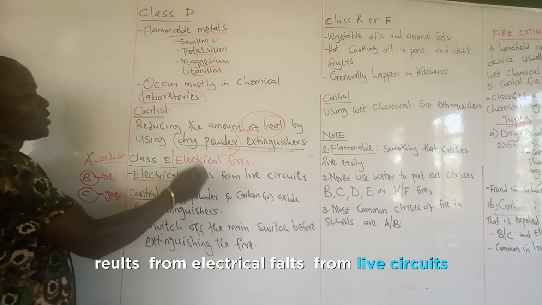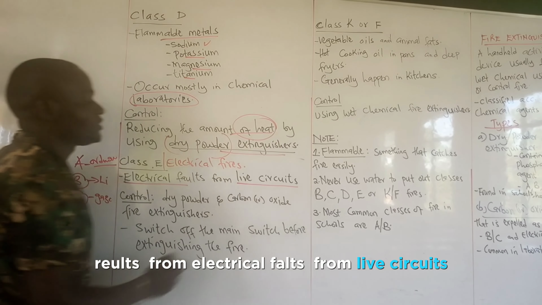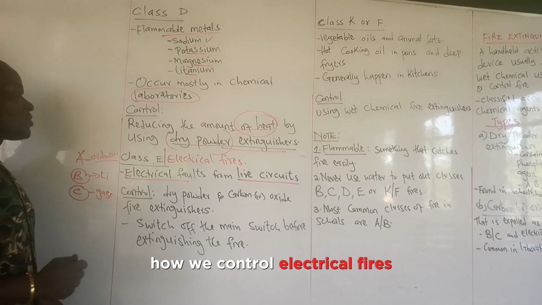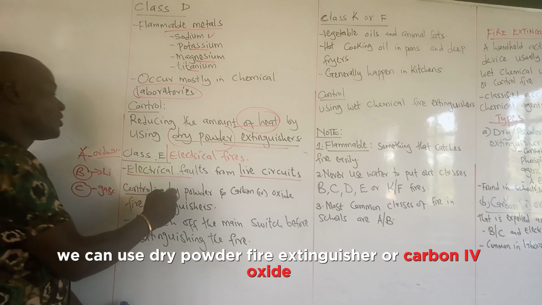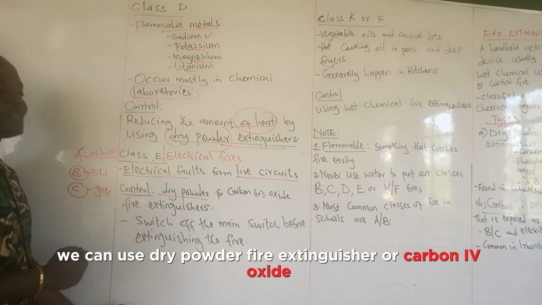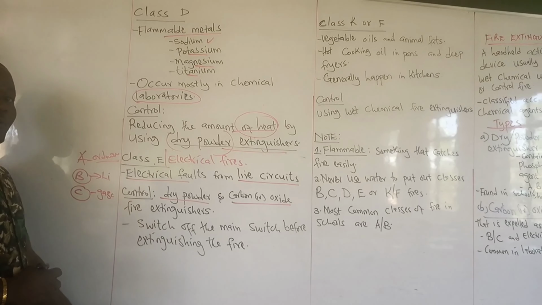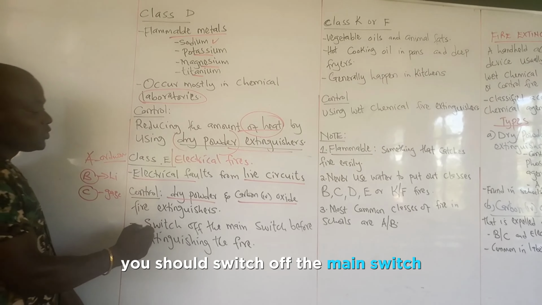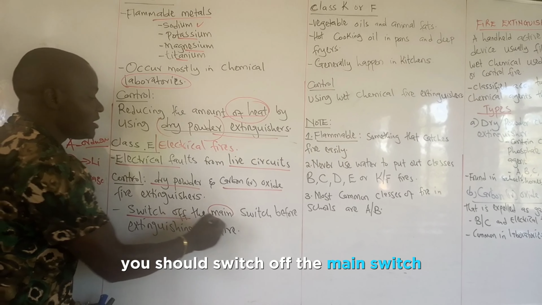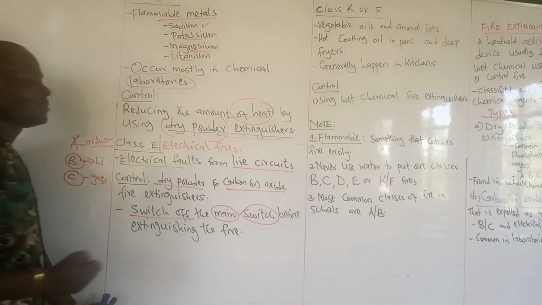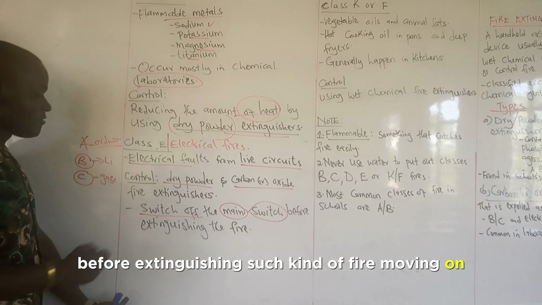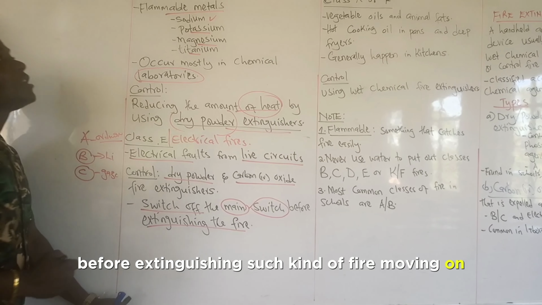Electrical fires result from electrical faults from live circuits. How do we control electrical fires? We can use a dry powder fire extinguisher or carbon dioxide fire extinguishers. But before you do that, you should switch off the main switch. Switch off the main switch before extinguishing such kind of fire.